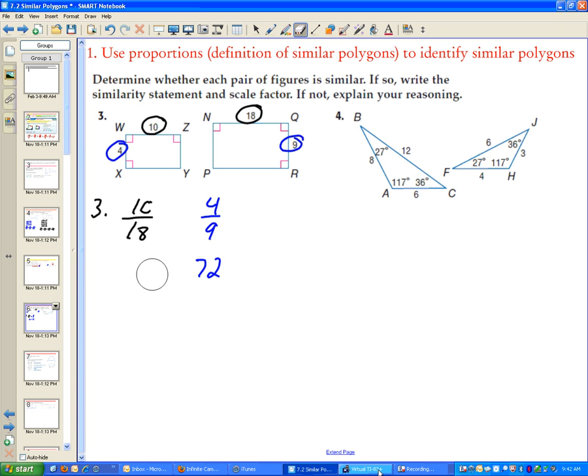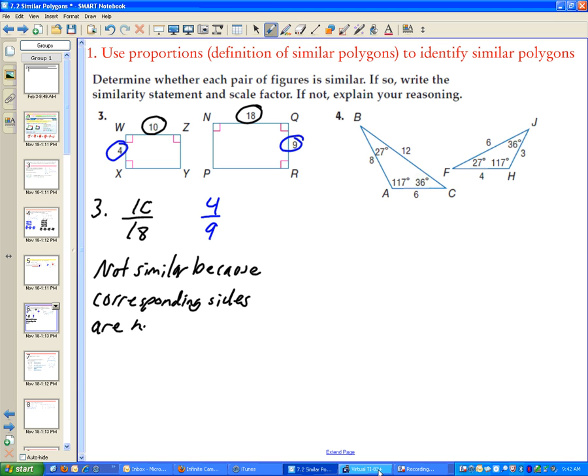So, what do we say? We say not similar because corresponding sides are not proportional.